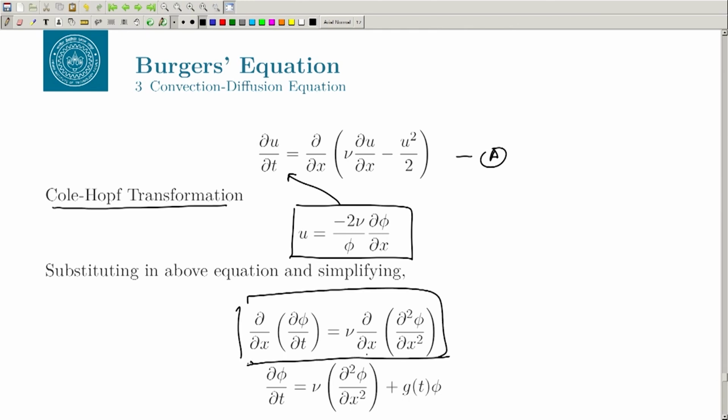You have this del by del x term on both the sides, and the solution of that will be phi t is equal to nu phi x x, plus you can have some function. You can again use another transformation, and you can write it completely in the form of the heat equation. I will not go into the details.